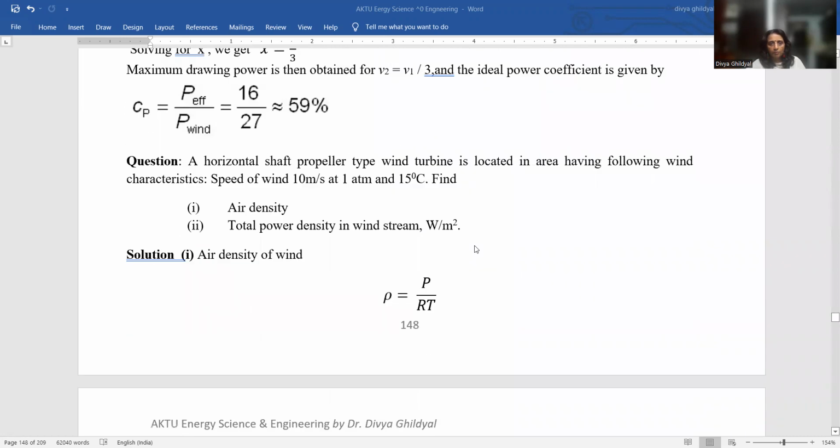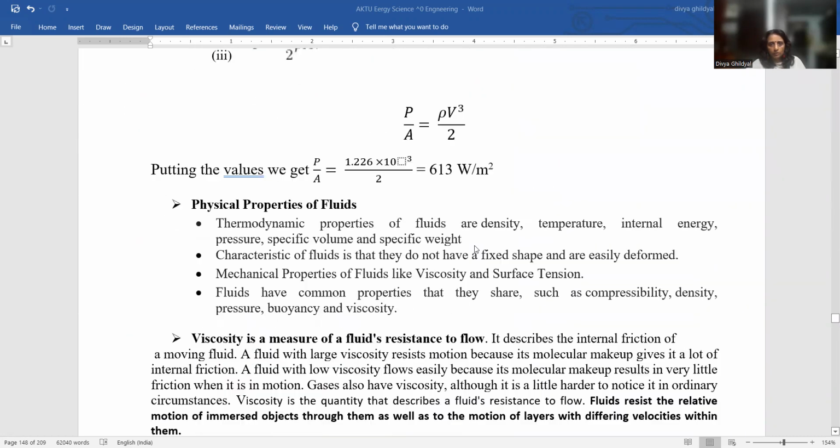I explained to you in my previous lecture about the properties of fluid, that thermodynamic properties of fluids are that they have density, temperature, internal energy, pressure, specific volume, and specific weight. Fluids do not have a fixed shape, and they very easily get deformed, or they take the shape of the vessel or container in which they are put. The mechanical properties of fluid are viscosity and surface tension.